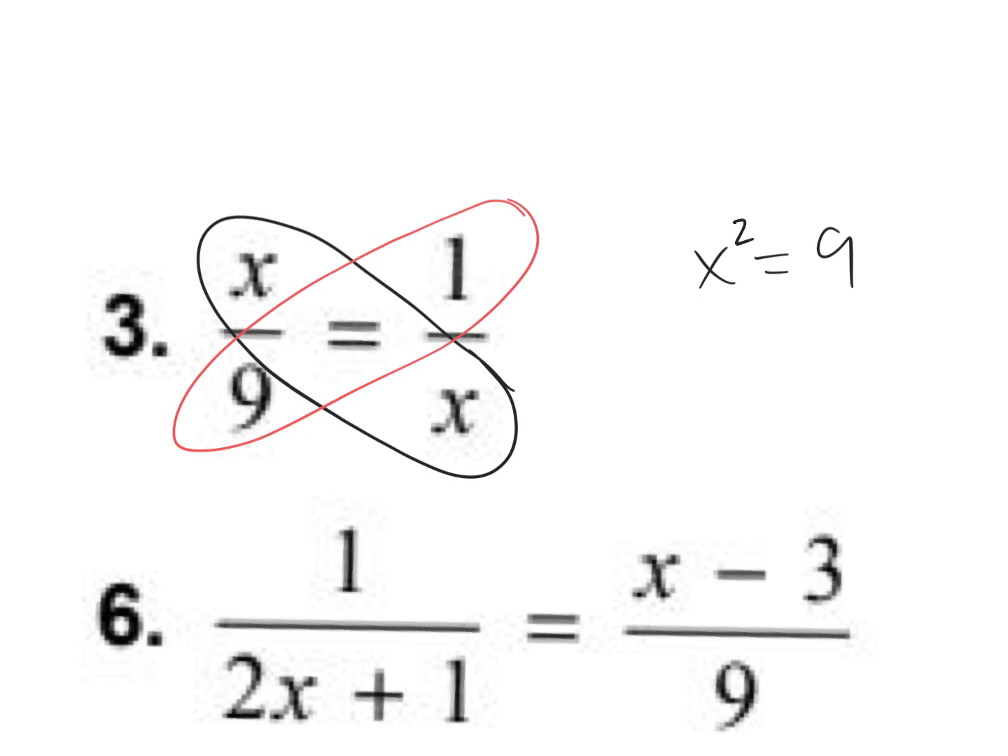Oh, dear God. How do you solve x to the second equals 9? Yep. You take the square root of both sides. What's the square root of 9? x equals 3.